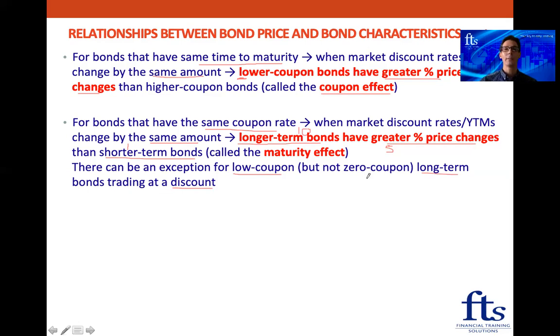And just before we leave the slide, one way we can remember it for the exam: we've got an L over there, and we've got an L over there. So lower coupon bonds change by more, and longer term bonds also change by more. Right. So that is a way we can remember it: both the L's change by more.